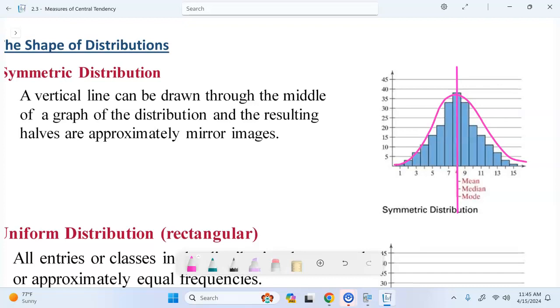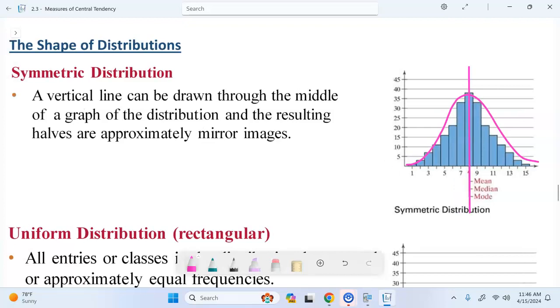When we have a symmetric distribution, mean, median, and mode are going to be very, very close together. At least definitely mean and median. Mode, sometimes if we have a bimodal, it might be a little bit different. Now, no data is going to be perfectly symmetrical, so they're not always going to be exactly the same, but they should be close together when we have a symmetric distribution.